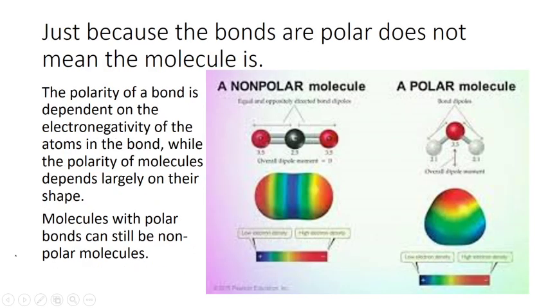So here's something that I want to make clear when we're talking about polar bonds and polar molecules. Just because something has polar bonds in it does not mean that it is going to be a polar molecule. If we look here, and I know this is kind of blurry, but I'll give you the rundown of what's going on here. We have carbon and oxygen. This is carbon dioxide. Oxygen is electronegative enough that it is going to form a polar bond with carbon.